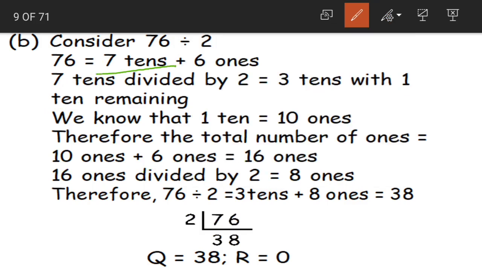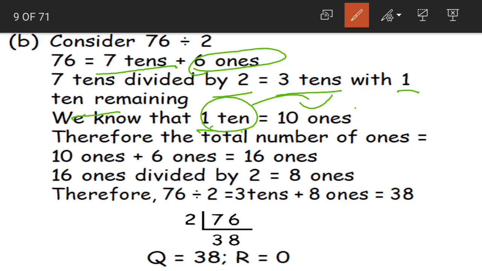Okay children, first we had 7 tens. When we divided it with 2, we got 3 tens and 1 ten was remaining. Now after tens we are having ones. So we needed to regroup these tens into ones. Now 1 ten is nothing but 10 ones. Now when we add these 10 ones to the existing ones, 6 ones plus 10 ones is equal to 16 ones.